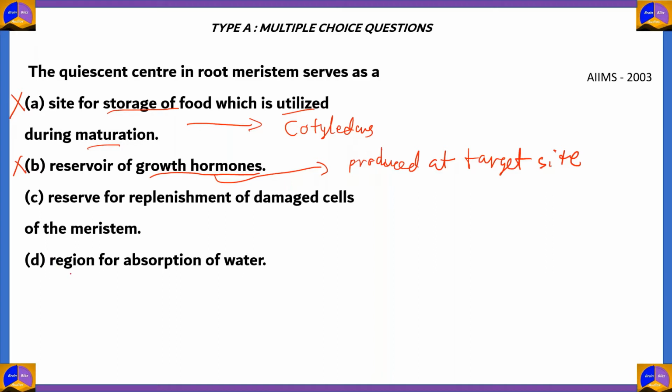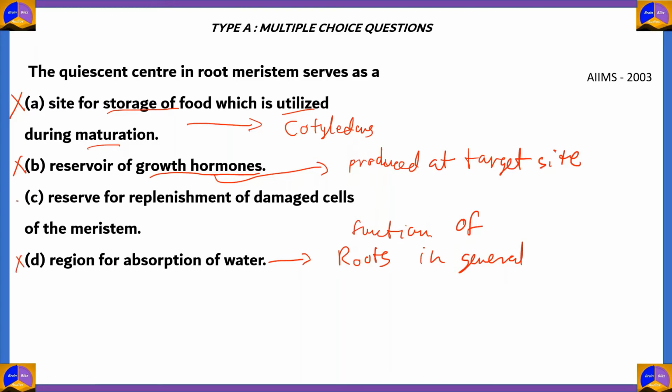What about option D, region for absorption of water? This is a function of roots in general. So therefore, we cannot say that the quiescent center in root meristem serves as the region for absorption of water. No, there are other regions such as root hairs and trichomes, etc. These are more involved in absorption of water. So option D is incorrect.